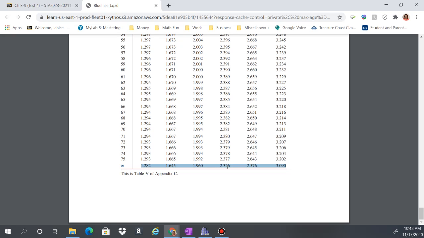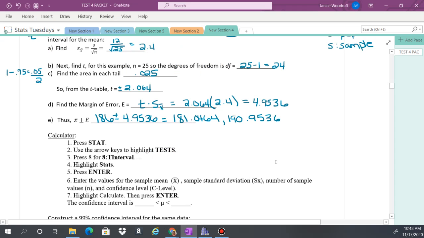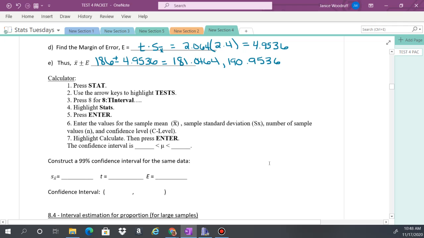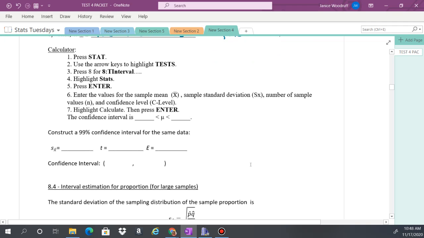Now that being said, on the test, it's not going to be like one question is with the infinity values and one question's with the calculator. It's going to be close enough so that you can find the correct answer. All right, so now let's do the same data with a 99% confidence interval. We're going to do it in our calculator. Okay, so, well, actually, we'll do both.